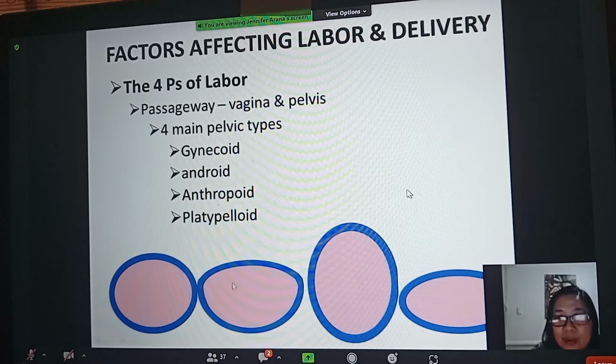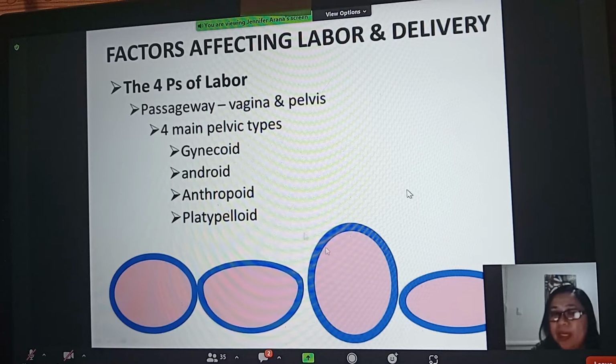This second drawing is an illustration of an android pelvis. The android pelvis is heart-shaped, and it is called the male pelvis. As you can see in the drawing, the anterior part is pointed, and it is shallow. This type of pelvis makes vaginal delivery difficult. So most likely, if a patient has this kind of pelvis, then the delivery best suited for this is a cesarean section.